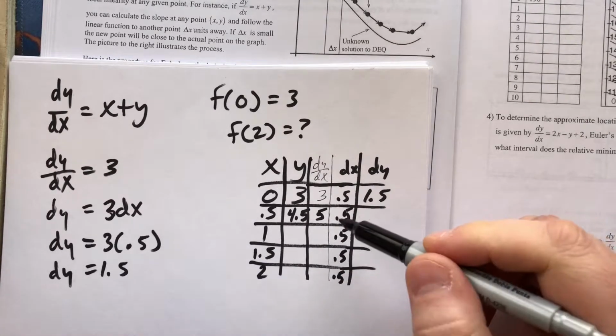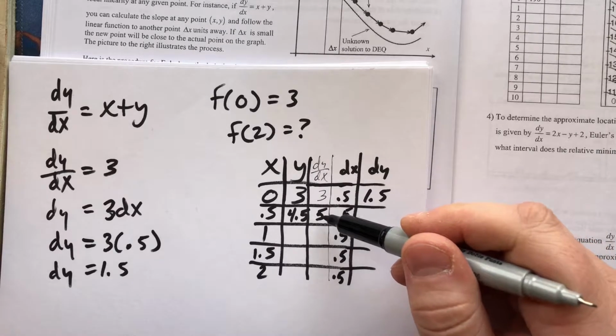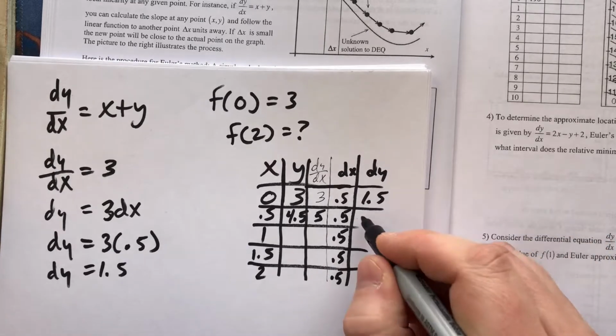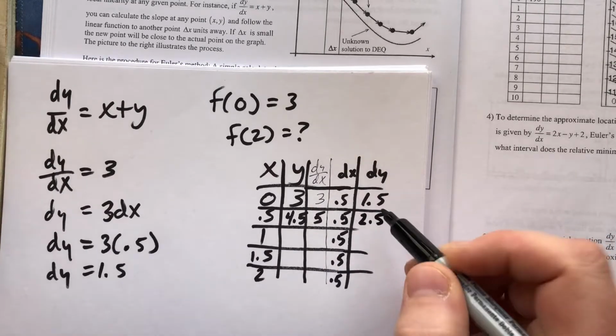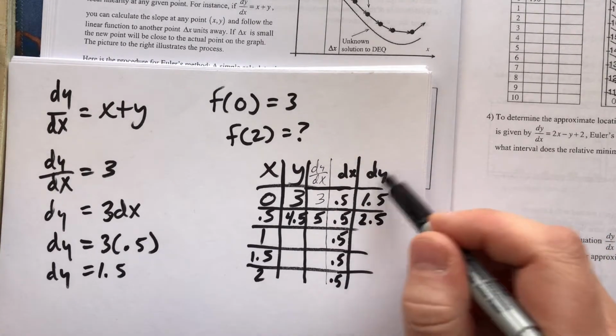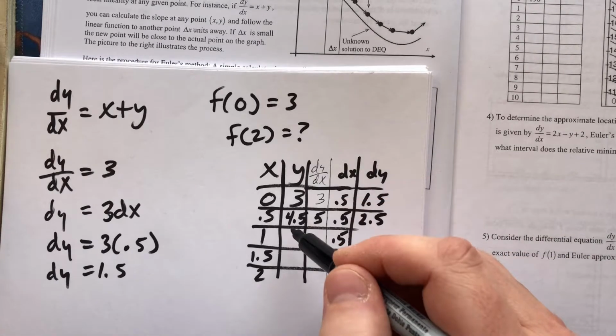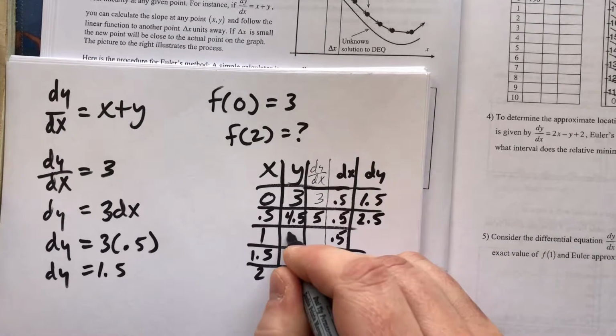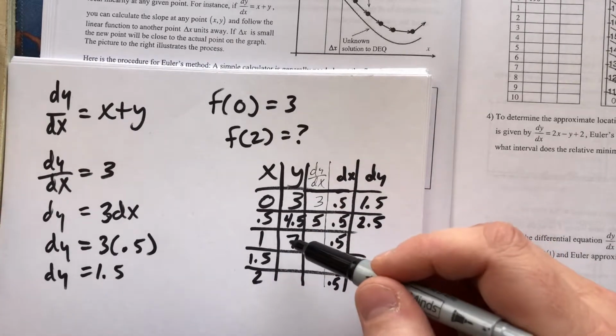So now I'm at this point, and I know that dy/dx is 5 now. So 5 times 0.5 is 2.5. And I add that, because it's my change in y, right? So I add that to my current y. So 4.5 plus 2.5 is 7.